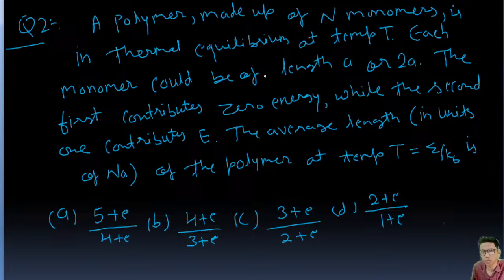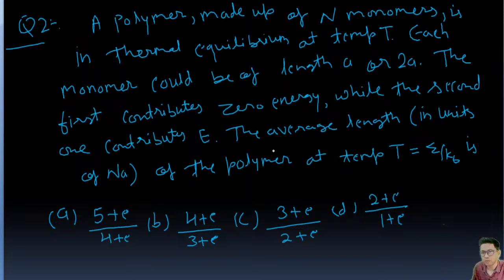Each monomer could be of length A or 2A. The first contributes zero energy, meaning the monomer whose length is A contributes zero energy, while the second one contributes E, meaning the monomer whose length is 2A contributes energy E.